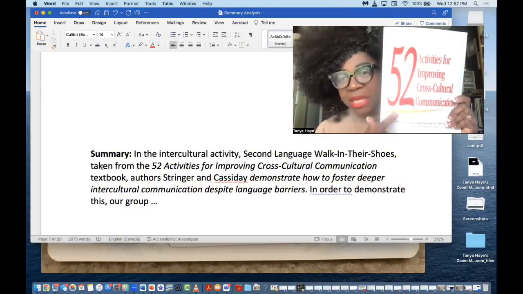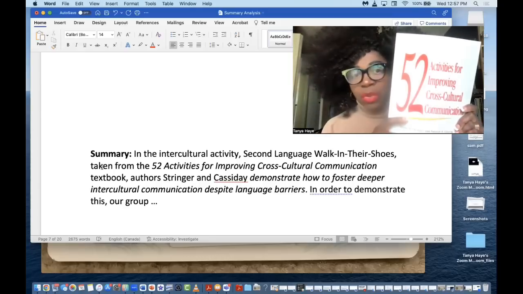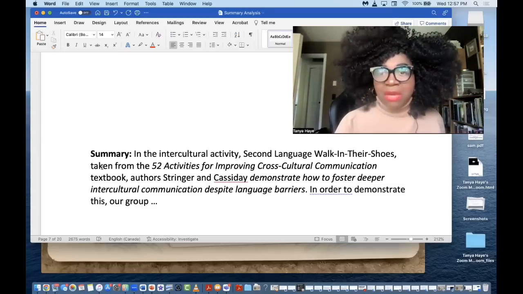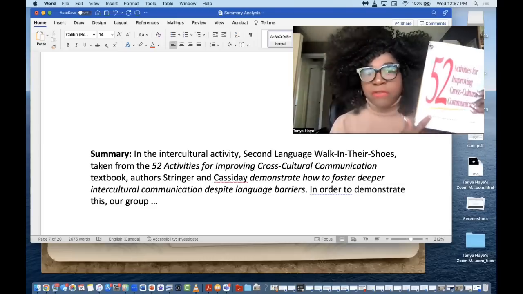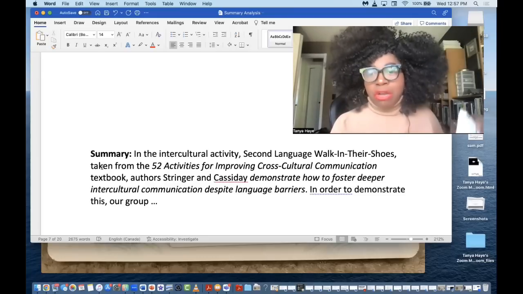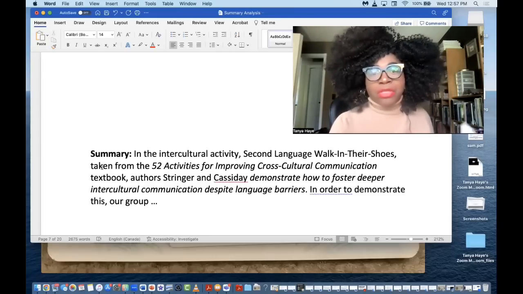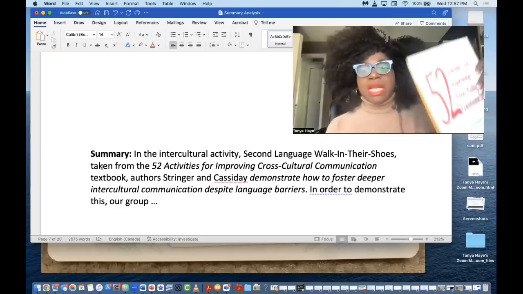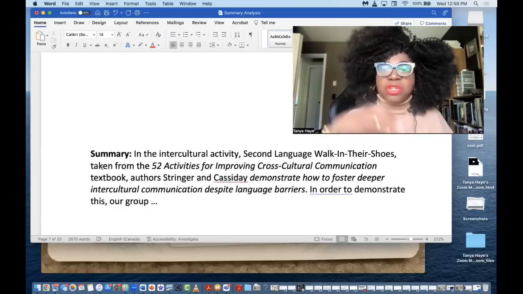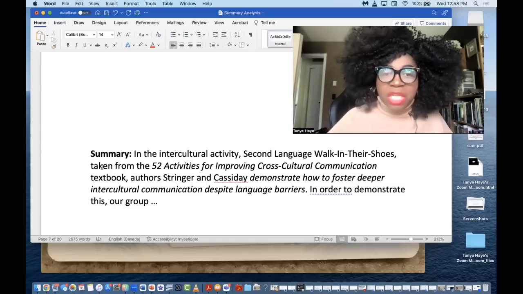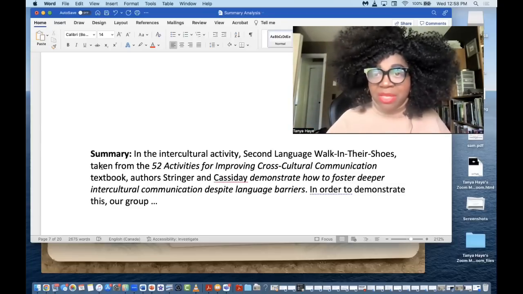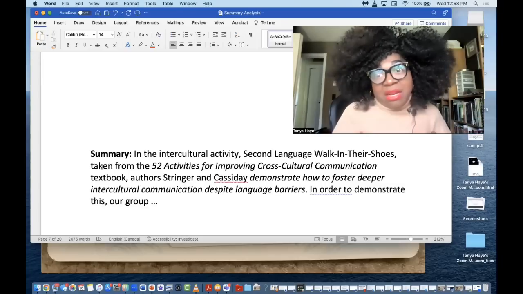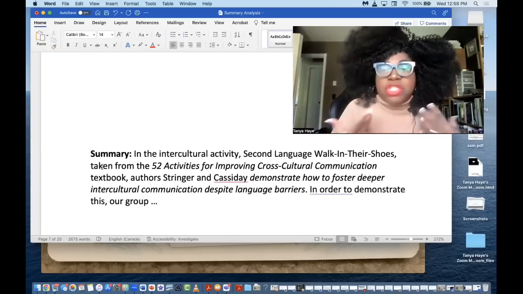Now, I got these activities from this book. So I'm going to write, in the intercultural activity, second language walk in their shoes, taken from the 52 activities for improving cross-cultural communication textbook, authors Stringer and Cassidy, I don't know if you can see their names, demonstrate how to foster deeper intercultural communication despite language barriers. That's what I think was their main idea. That's what I got from it.